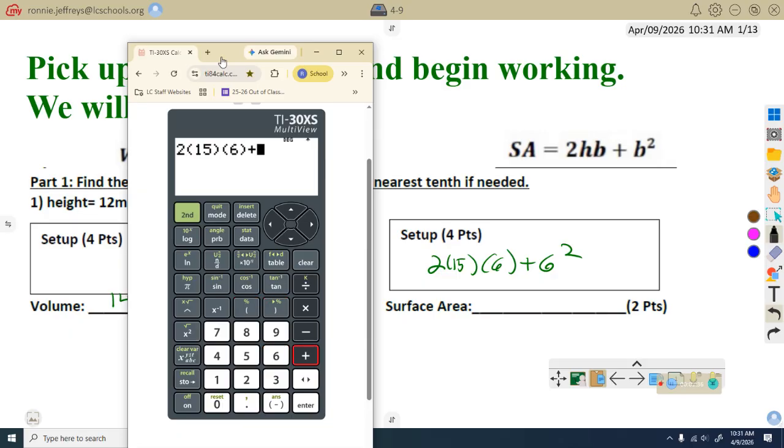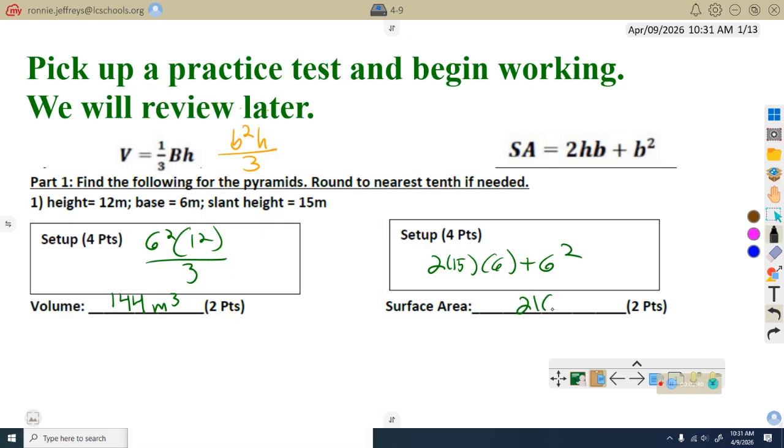Six squared. All right, so 216 meters squared. Now, you may want to put a note on your orange sheet that says answers on the left will be cubed. Answers on the right will be squared. Okay? You also may want to draw an arrow to say which way it is, left or right.